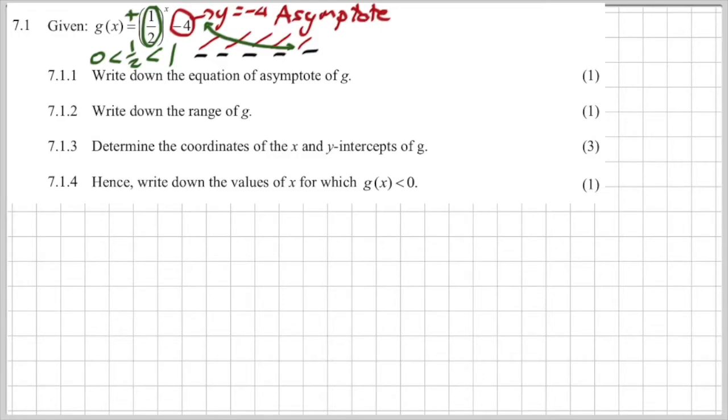Let me go on to the actual questions. So let's look at 7.1.1. I've already answered it. Write down the equation of the asymptotes. 1 mark in the bank.